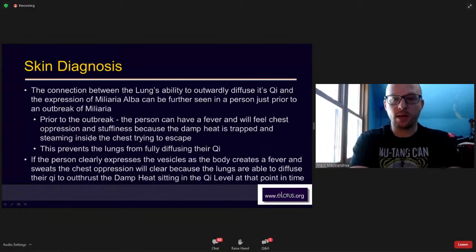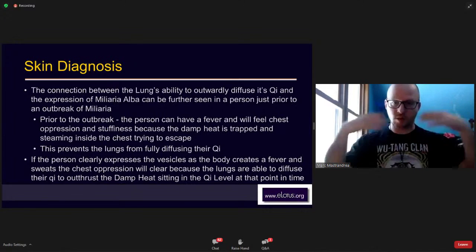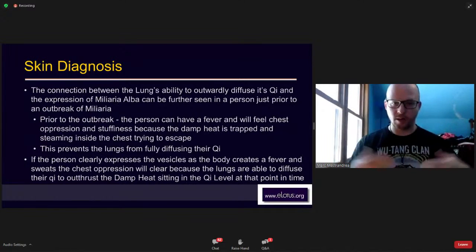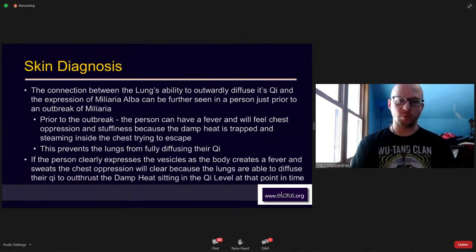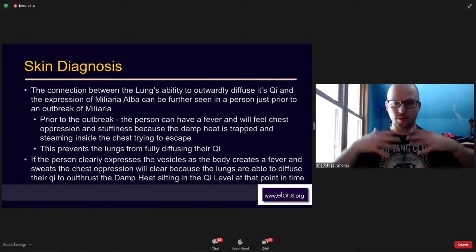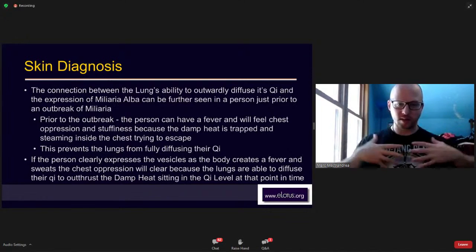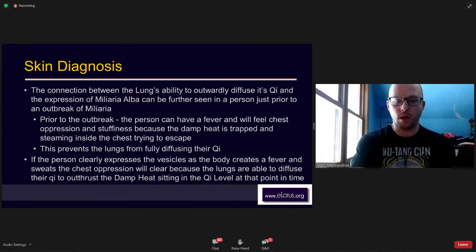All right. Connection between the lungs' ability to outwardly diffuse its qi is the sign of diffusing the qi, and so it can push this stuff out, right? Like we said, prior to the outbreak, the person can feel a fever, they feel chest oppression and stuffiness, right? Because this heat is trapped inside and it's steaming. The steaming dampness, right? So here's this idea.